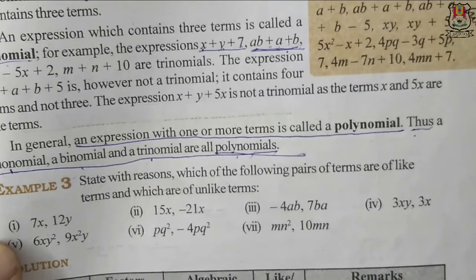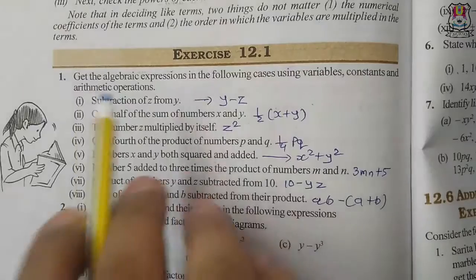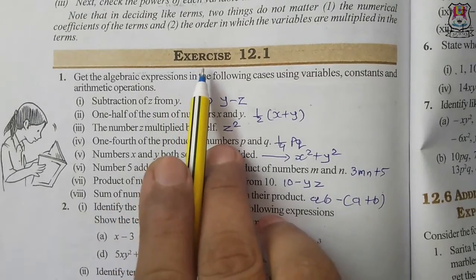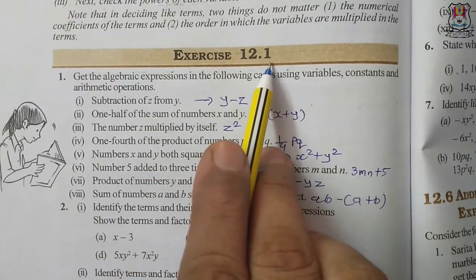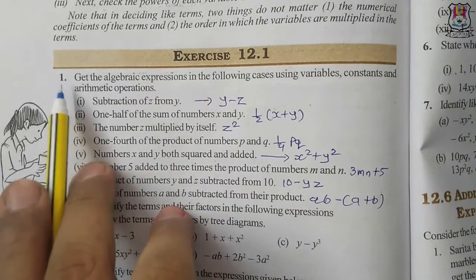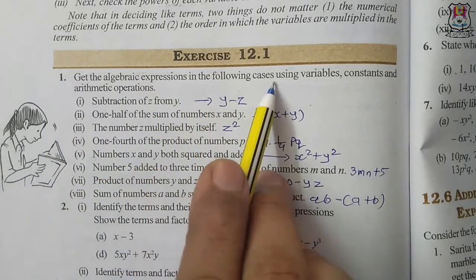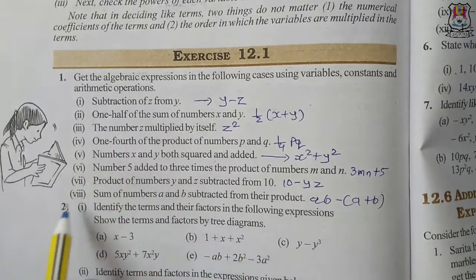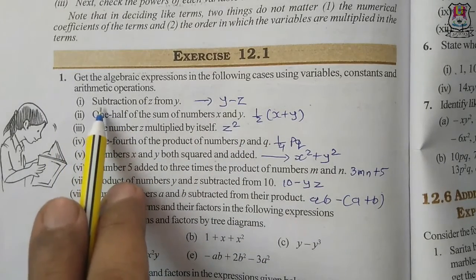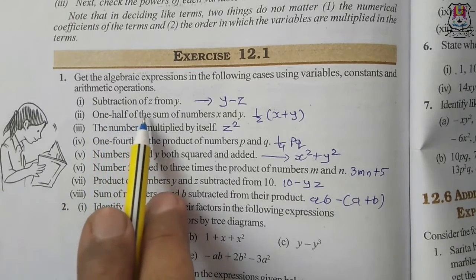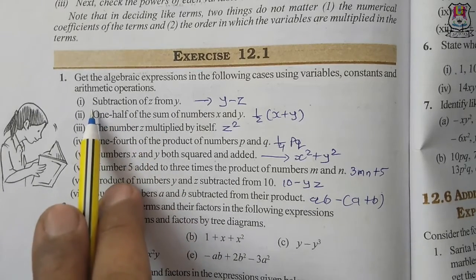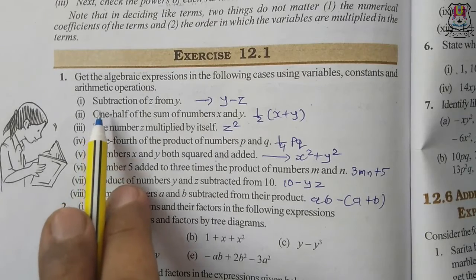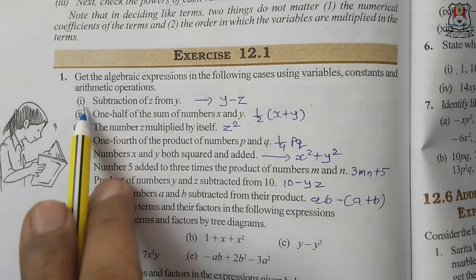Now let's start exercise 12.1. Standard 7, chapter 12, algebraic expressions, exercise 12.1. Question number 1. Get the algebraic expressions in the following cases using variables, constants, and arithmetic operations. Now some 8 situations are given to us. From the situations we have to create algebraic expressions. As you have already studied this kind of questions in chapter number 4, a little bit advanced in this chapter. So let's start.